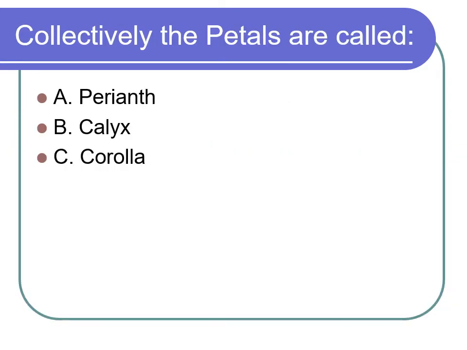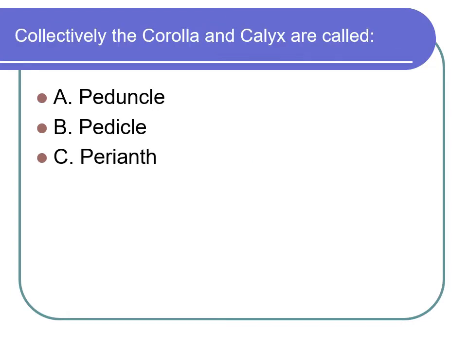So collectively, the petals are called, so remember my trick, Toyota Corollas come in different colors. Corolla. Collectively, the corolla and calyx together are referred to as the perianth.